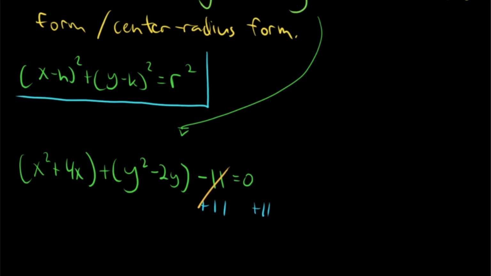Which means, meron na tayong 11 dito sa isang side ng equation. Ginawa natin yun para manatiling equal yung value ng equation natin. Lahat ng gagawin natin sa left, gagawin din natin sa right. And then, we still have the terms na pinag-group natin. So, i-rewrite ko lang siya. We have x squared plus 4x plus y squared minus 2y.